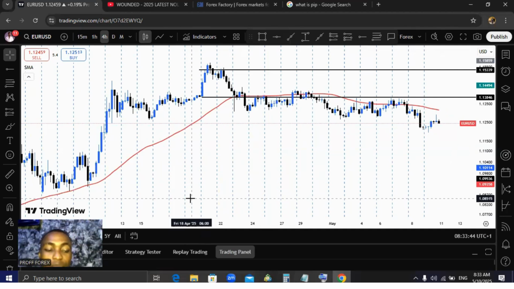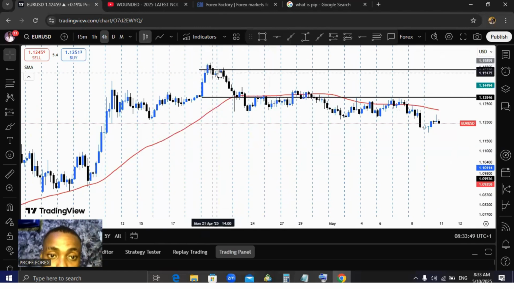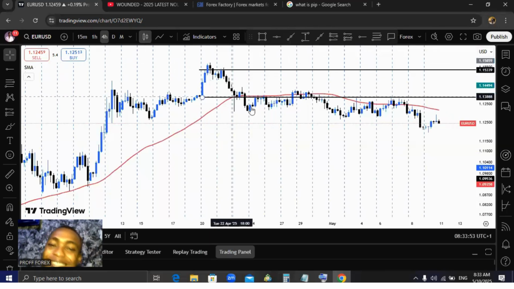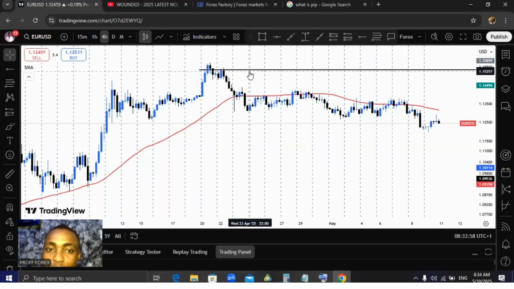So this is the overall direction of the market. When it breaks out from this zone, then there's a fake out, and the market keeps consolidating. So let me show you the ones.